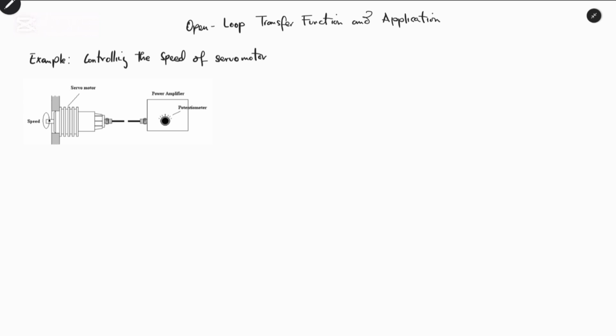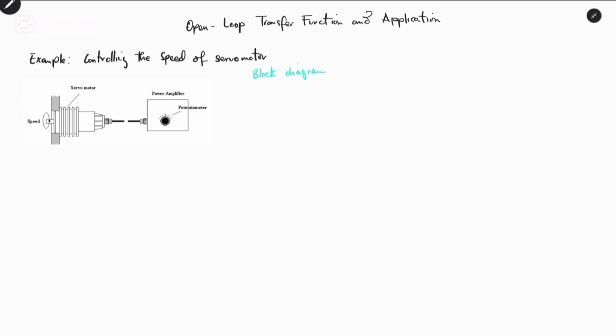As you can see, we have a diagram which represents how a servo motor operates. We want to derive a transfer function, and from this transfer function we are going to see what is really happening with the input and the output of the system. So this physical system can be represented using a block diagram.